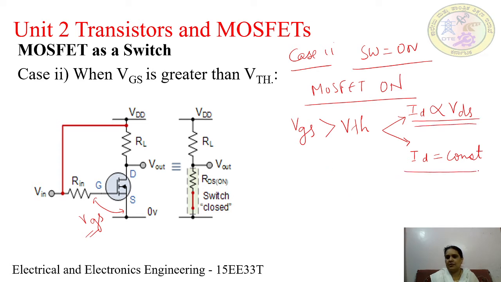This is when the value of VGS is much greater than VTH. All this information, we have already discussed in the previous session. But today's session is about how we make the MOSFET work like a switch. In the first case, we just grounded the input, where VGS was less than VTH, and the MOSFET was off and behaving like an open switch.